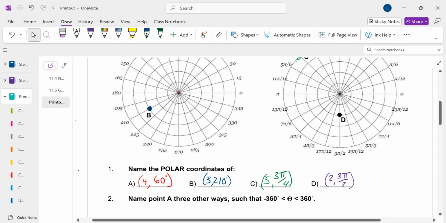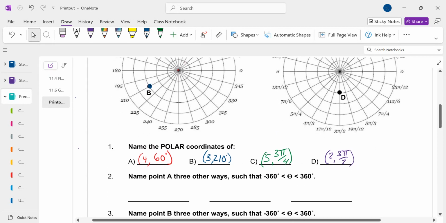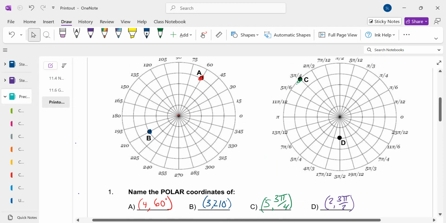That's in a nutshell how you can name these points. Now we're actually going to look at 3 other ways to name these points. Let's look at point A. I'll do A and C, and then I'll leave the other ones for you guys to try.